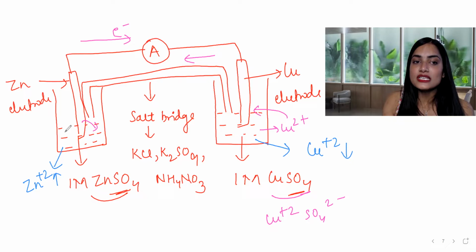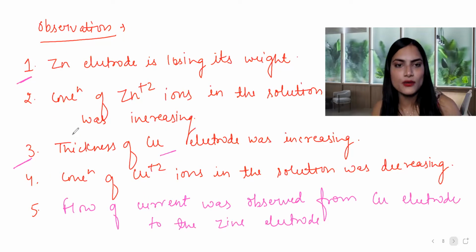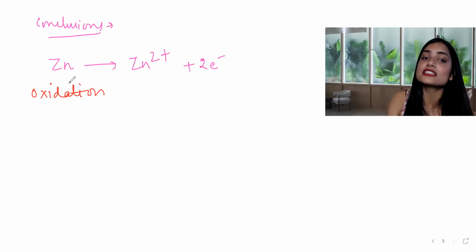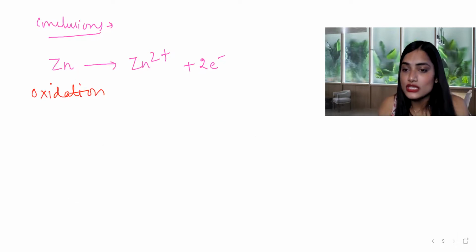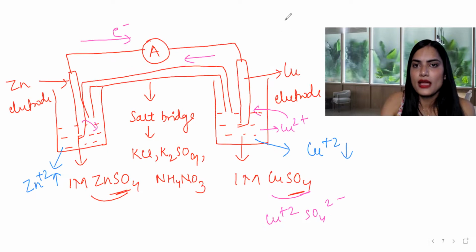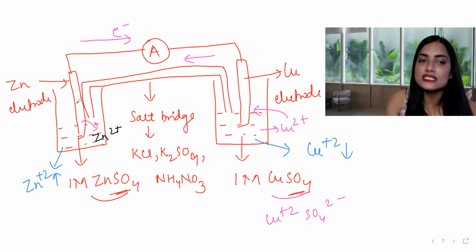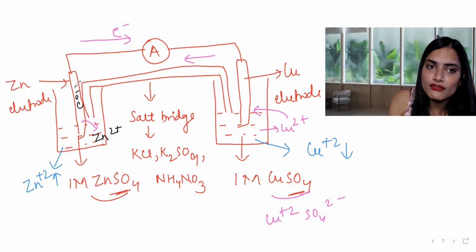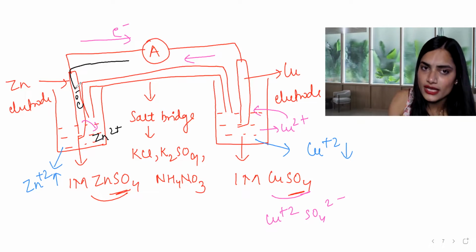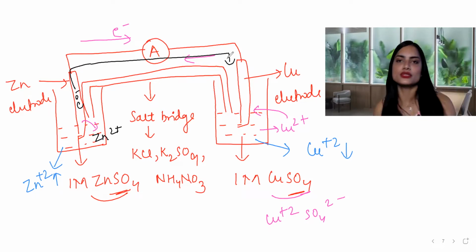So here, because zinc has lost electrons. Please understand it very carefully, because zinc has lost electrons. So these electrons, I'll use a different color. Yes, because zinc is losing electrons and is converting into Zn+2 ions. So these electrons are now traveling through this wire towards the copper electrode.